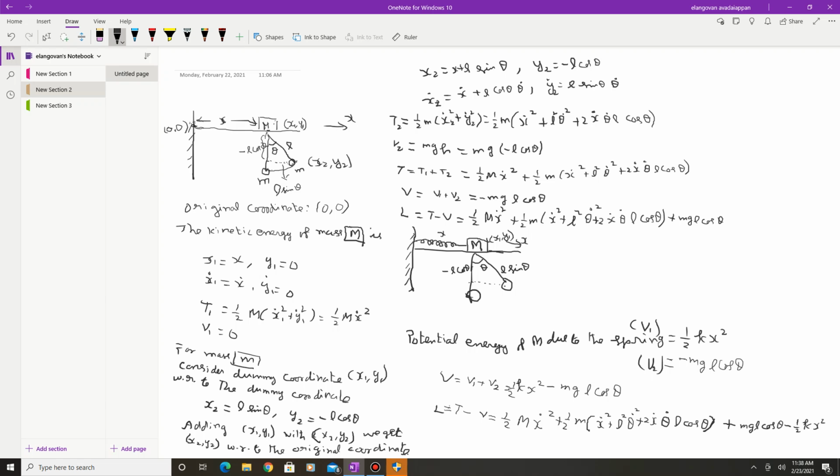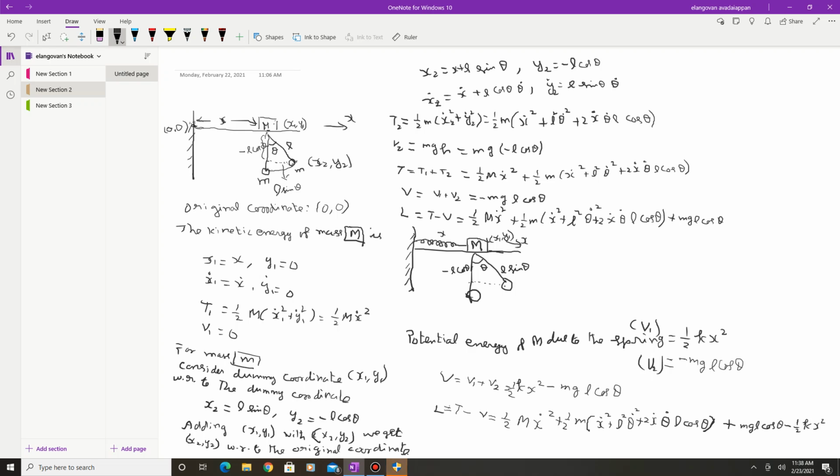So now what is x2? x2 is equal to x1 plus L sin theta. So x2 is equal to x plus L sin theta. y2 is equal to minus L cos theta.